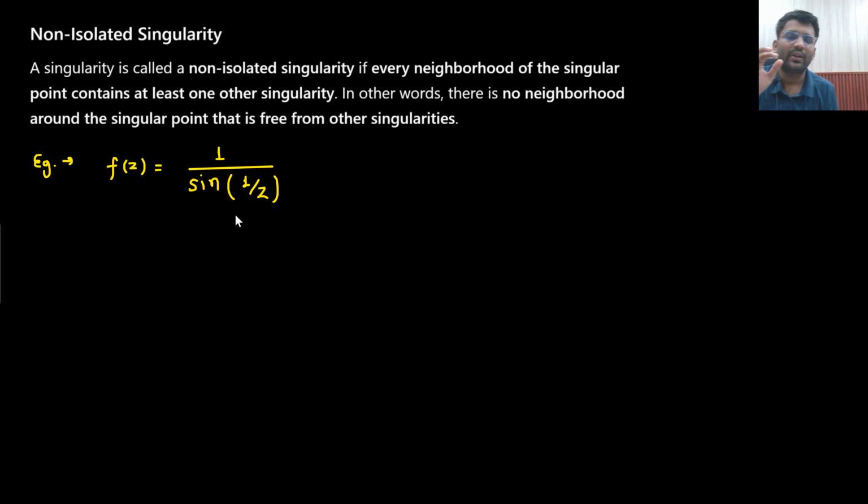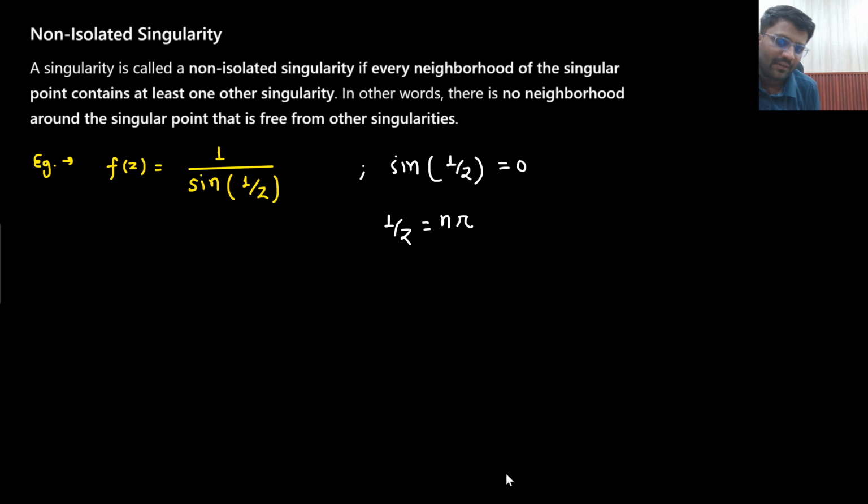What is the meaning of non-isolated singularity? We will read the definition later on, but first let's see where is the problem. This denominator being 0 will create the problem, no? Basically, the singularity will be when sine of 1 by z equals to 0. When would it be 0? When 1 by z equals to n pi. Right? Basically, when your z is 1 by n pi.